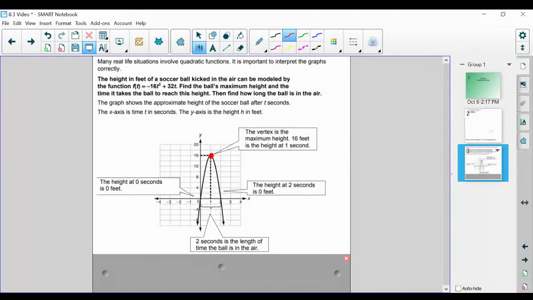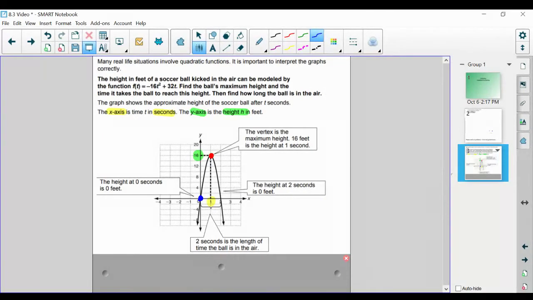And we can determine that because we know that x is our seconds and y is our height. So we find that we have y of 16 and x of 1. So that means after 1 second, the ball is 16 feet in the air. We're also going to see that the height at 0 seconds is 0 feet, because this graph goes through the point (0, 0), where x is our time and y is our height. So after 0 seconds, the ball is 0 feet in the air.